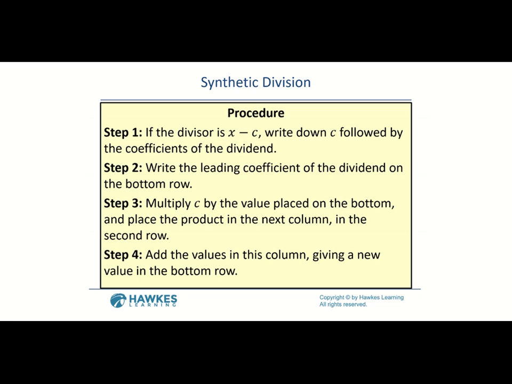So when we do synthetic division, here are some steps. I'm going to show you what they are. But if your divisor is x minus c, so again, it can't be x squared. It has to be x minus a number or x plus a number. You're going to write down c followed by the coefficients of the dividend. And what they are really saying here is this is supposed to be a zero of the function.